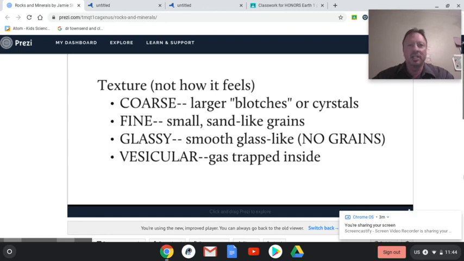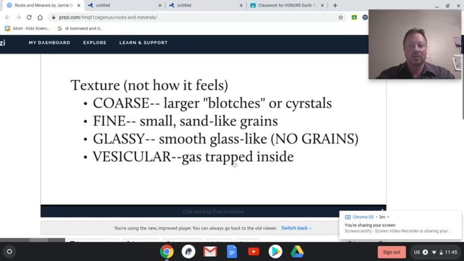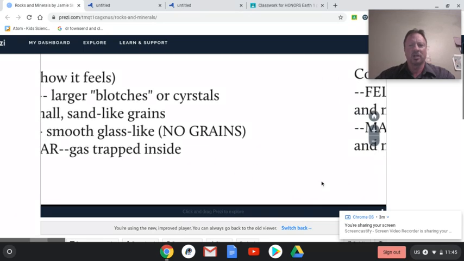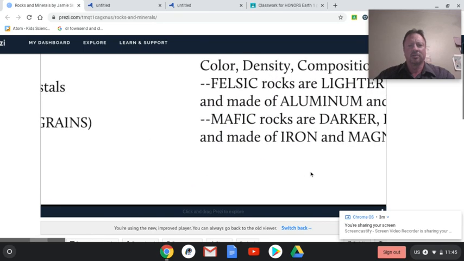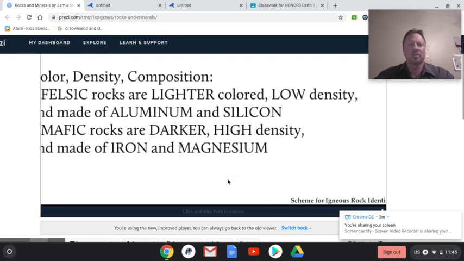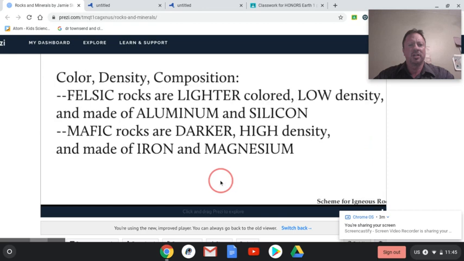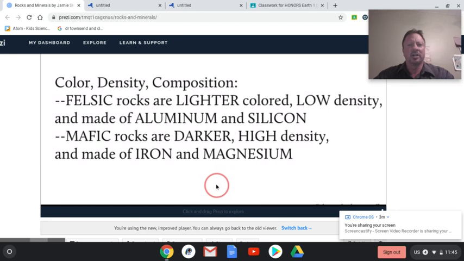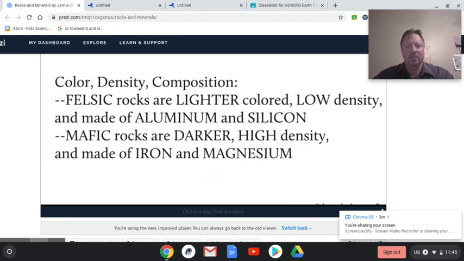And again, please, if they're asking for textures with rocks, we're not talking about rough or smooth or anything like that. Okay, so the other way, now we start off with igneous rocks because they're probably the most complicated. It's definitely the most complicated of the three reference tables, and there's a lot more to it than the other rocks. The other way you can classify igneous rocks is by their color, their density, and their composition. And we divide these up into two groups of rocks. We call them felsic rocks or mafic rocks.